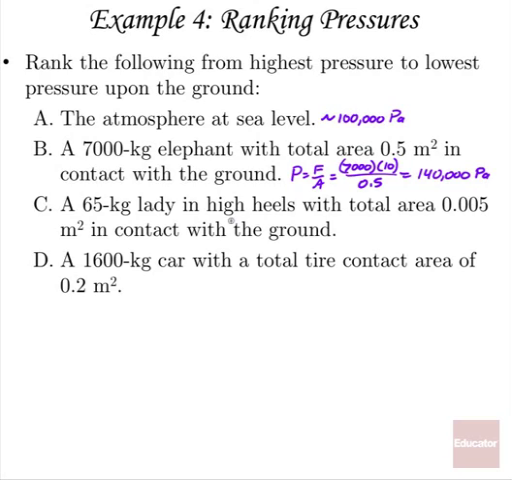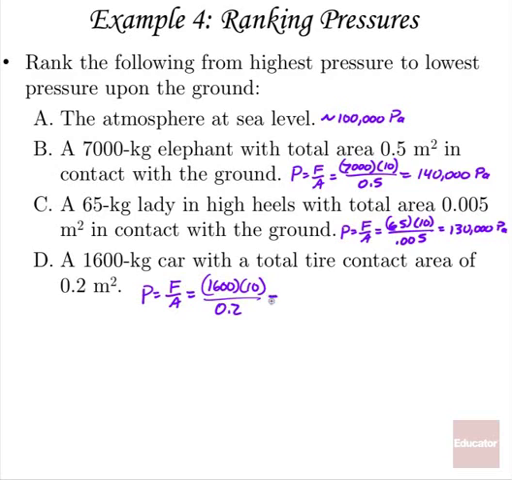pascals. A 65 kilogram lady in high heels with the total area 0.005 square meters in contact with the ground. Pressure is force over area. That'll be 65 kilograms times 10 meters per second squared all over our area of 0.005, or about 130,000 pascals. And finally, a 1,600 kilogram car with the total tire contact area of 0.2 square meters. Pressure equals force over area. It'll be 1,600 kilograms times 10 meters per second squared over 0.2 square meters, or about 80,000 pascals.